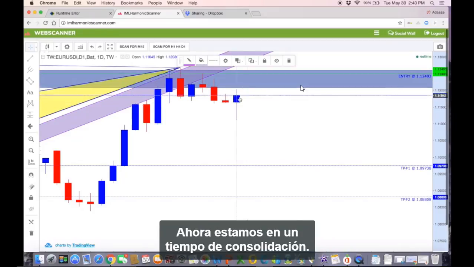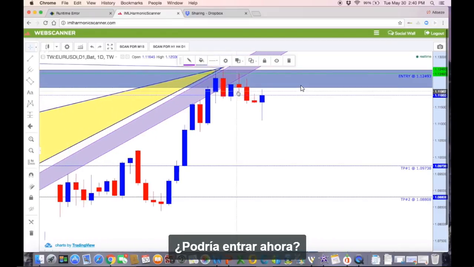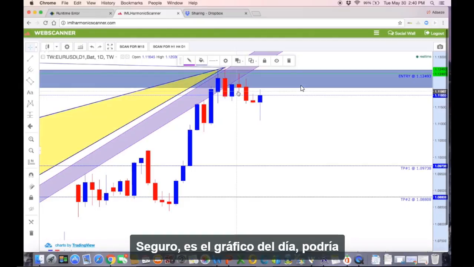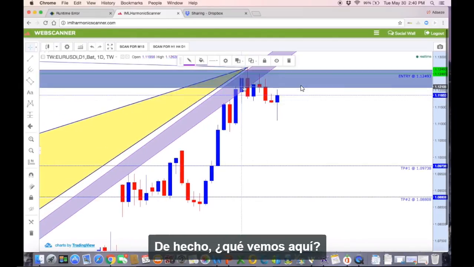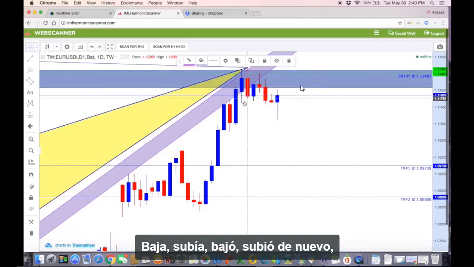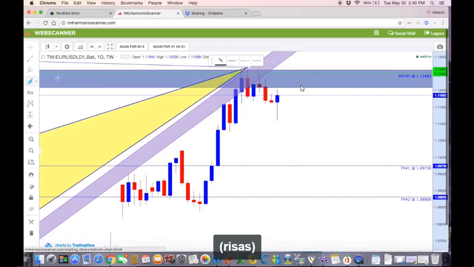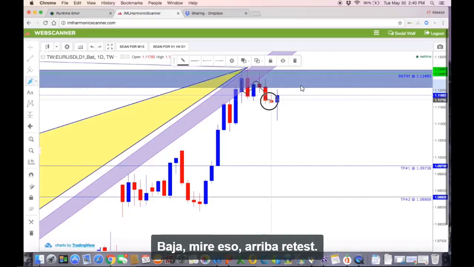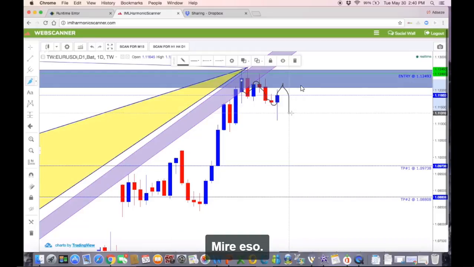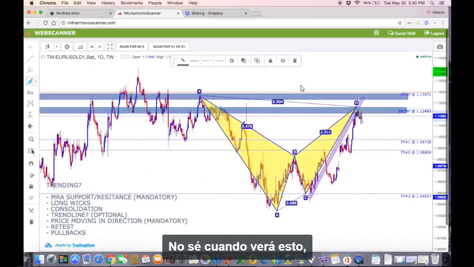Right now we're in a consolidation time. Could you get in right now? Sure. It's on the day chart. You actually could get in now if you really wanted to. In fact, what do we see here? A retest. It was going up, came down, went back up. Was that a retest? Did I see a retest? Sorry, guys. It goes down. Look at that. Up, retest. What do we see? Coming back up again. Is that another retest? Look at that, guys. This thing is ready to get in. I don't know when you're looking at this, but it's ready to get in.